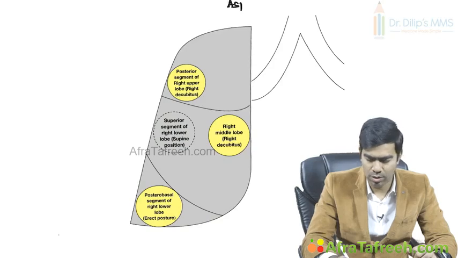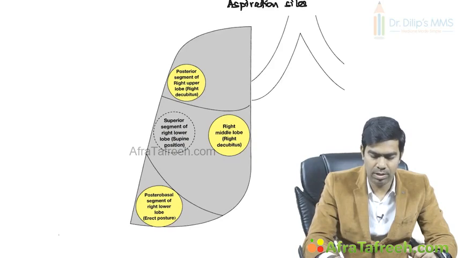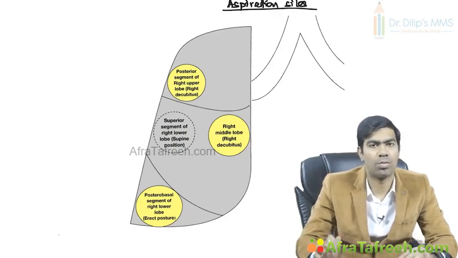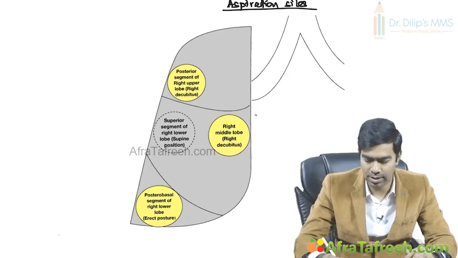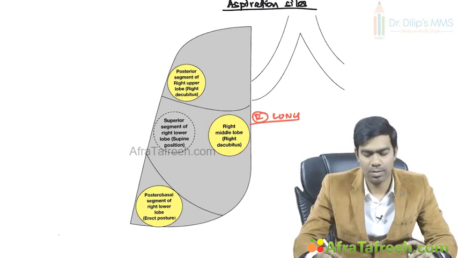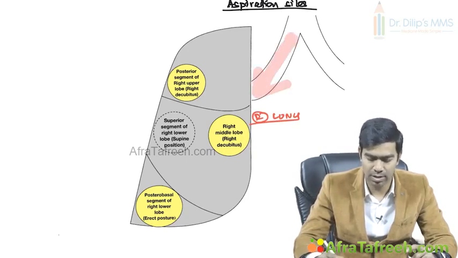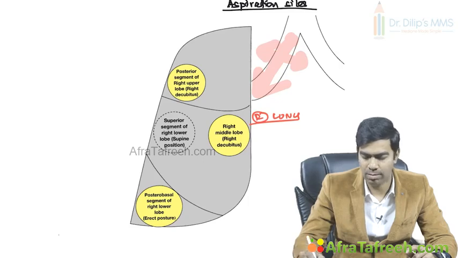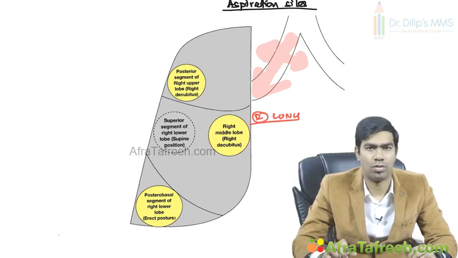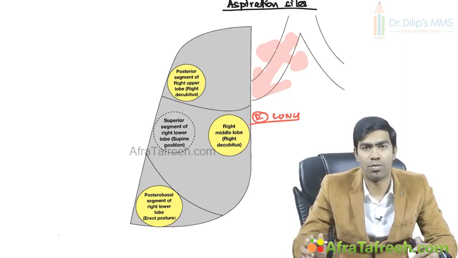Now we are looking at the aspiration sites, and these are the classic dependent areas in the lung which are more prone to aspiration. You can see all the sites I have mentioned are in the right lung. You know very well the reason why: the right bronchus is straighter, wider, and at the same time shorter. That's why the right lung is more prone to aspiration.